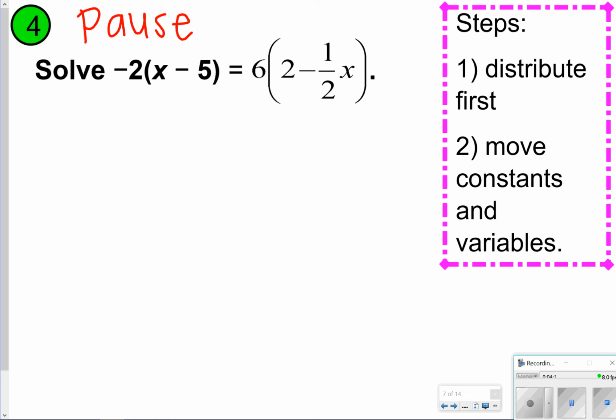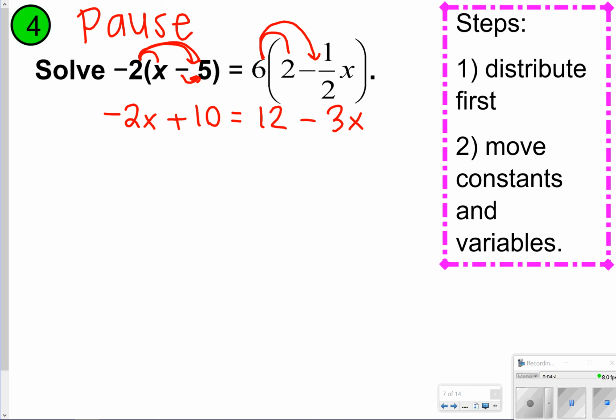Our distributive property is going to make these two things change. Negative 2 times x is a negative 2x. Okay? But when you're distributing here to the next one, it's negative 2 times a negative 5, because this negative goes with the 5. So that's actually going to give me a positive 10. Over here on the right side, I'm going to do 6 times 2, which is 12. And 6 times negative 1x, that's going to be negative 3x. Remember, multiplying 6 by a half, or anything by half, is just dividing it by 2.